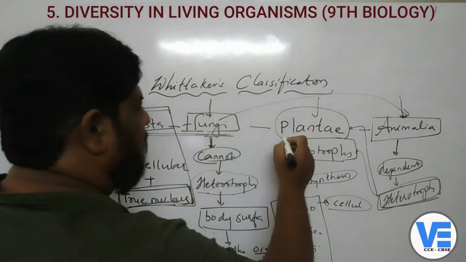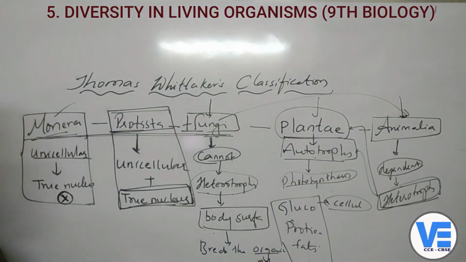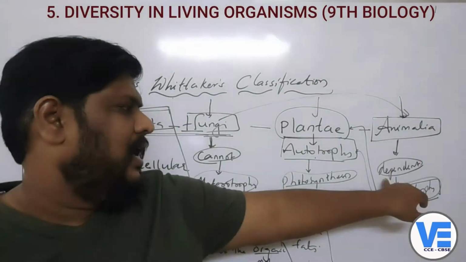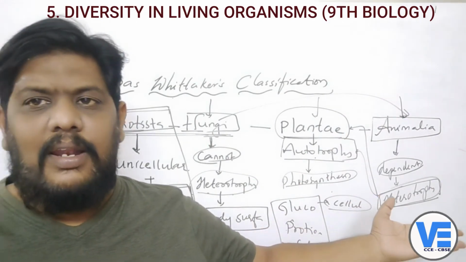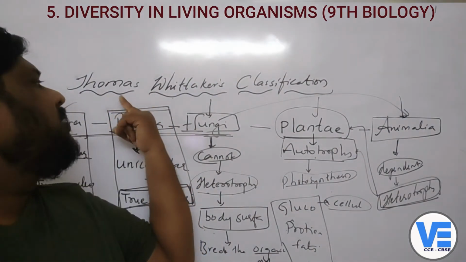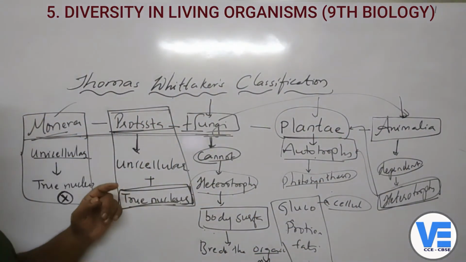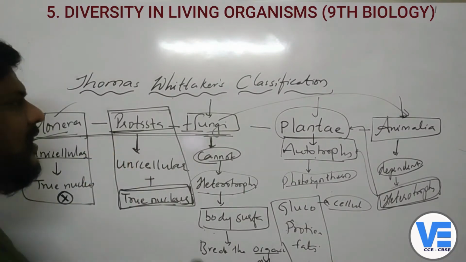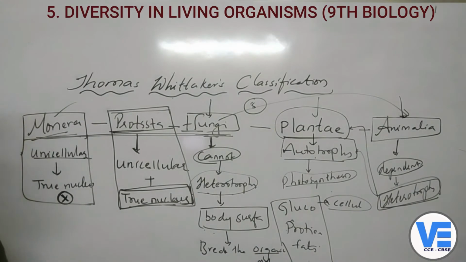And then coming to the Plantae. Plantae are the autotrophs which prepare their own food material. And coming to the Animalia, they are completely dependent on the heterotrophs, and they will eat them and live. So this is how he divided. Who is that? Thomas Whittaker. He classified the organisms into these many groups. How many kingdoms did he divide? He divided the organisms into 5 kingdoms, right?